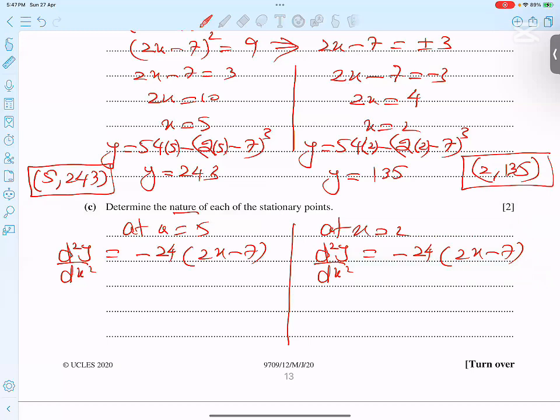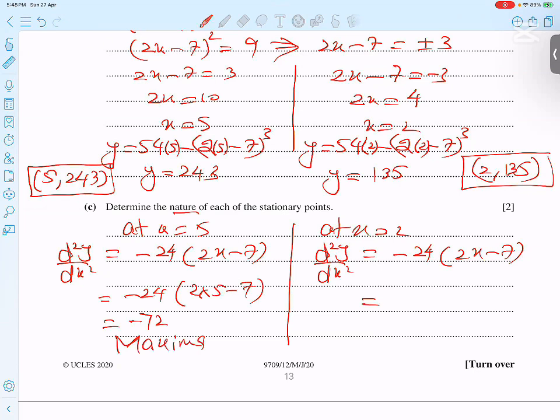Okay. Now replace every x with 2 times 5, 10 minus 3, 7, 3. Negative, negative, positive. Let me check again. 10. I got, yes, coming negative and negative number. 24 into 3, it turns out to be negative 72. So this becomes the point of maximum.